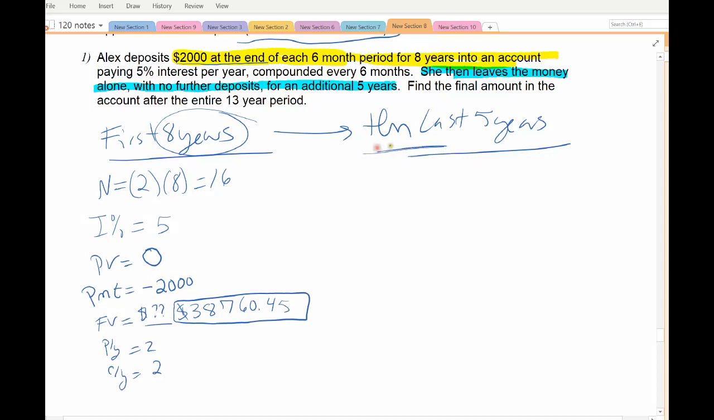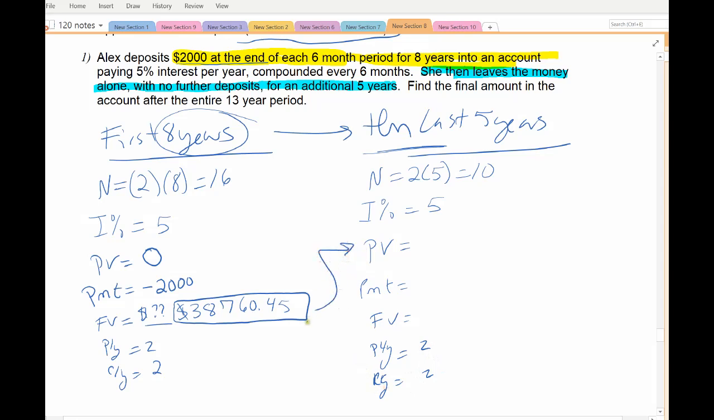All right, so this is the second part, the last 5 years. So again, N is 2 times 5 now, so 10. All right, 2 is my pay period over 5 years, so compounded 10 times. Interest rate, that's still 5. Present value, though, those are still 2's. This future value becomes the present value for the last 5 years, right?